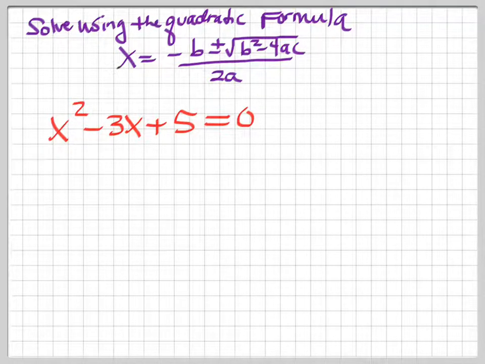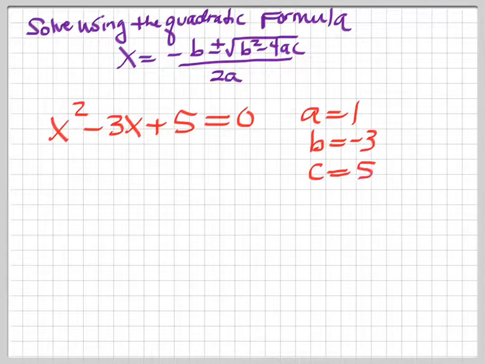It's in the right form, because this is how we derive the quadratic formula, from general form, where everybody's on one side, zero's on the other. So that's the only way we can get a, b, and c out of it. So a is 1, b is negative 3, and c is 5.